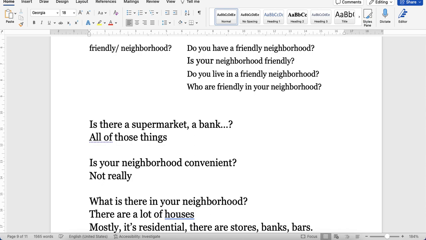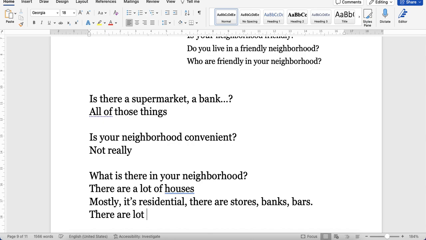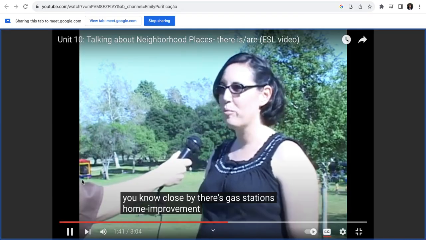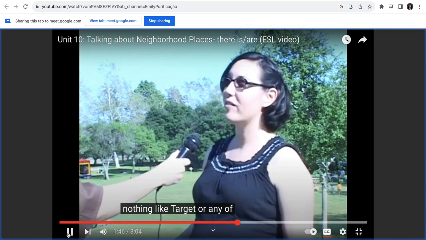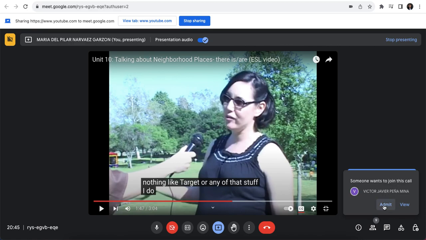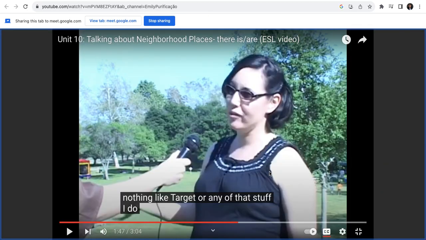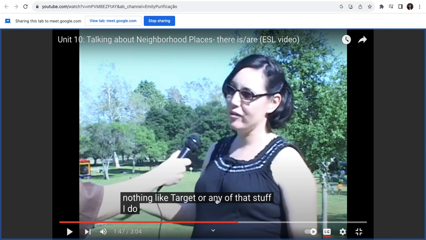What is there in your neighborhood? There's stores close by. There's gas stations, home improvement stores. Nothing like Target or any of that stuff. Entonces miren que ella dice, ella da varios ejemplos, ¿no? Y después dice, nothing like Target or any of that stuff. Target is like a huge store in the US, yes? So what would be something similar to Target in Colombia, for example? Puede ser el Éxito o Al Costo. Al Costo, yeah. Al Costo would be like a similar thing, right?